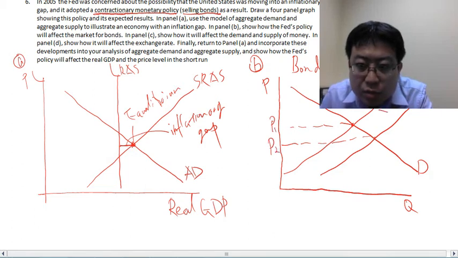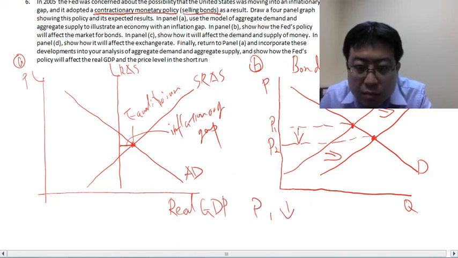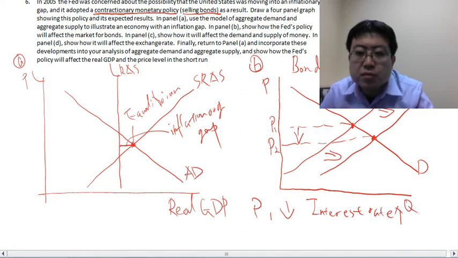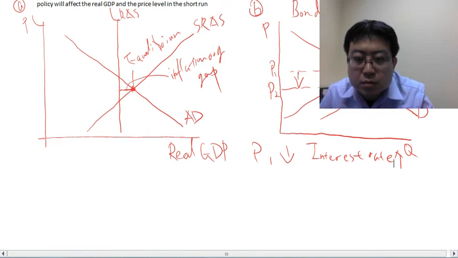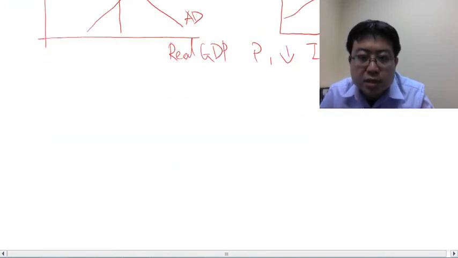So increase supply curve to the right, our equilibrium will be moved from this point to this point, and our bond price will decrease from P1 to P2. When bond price decreases, it means our interest rate will increase because they're inversely related, bond price and interest rate. Okay, so next in panel C.